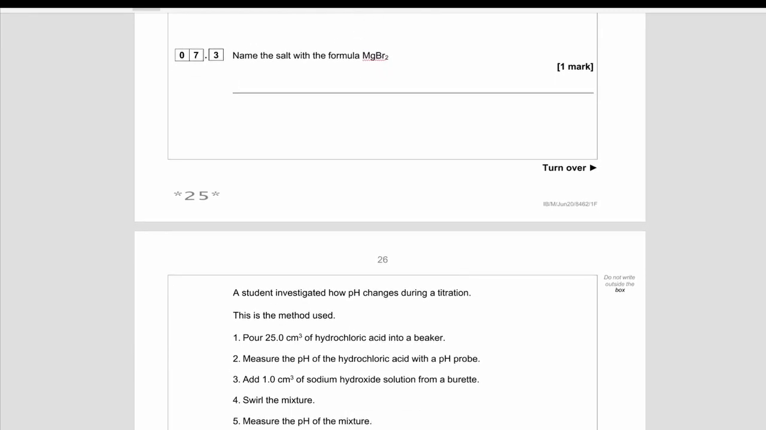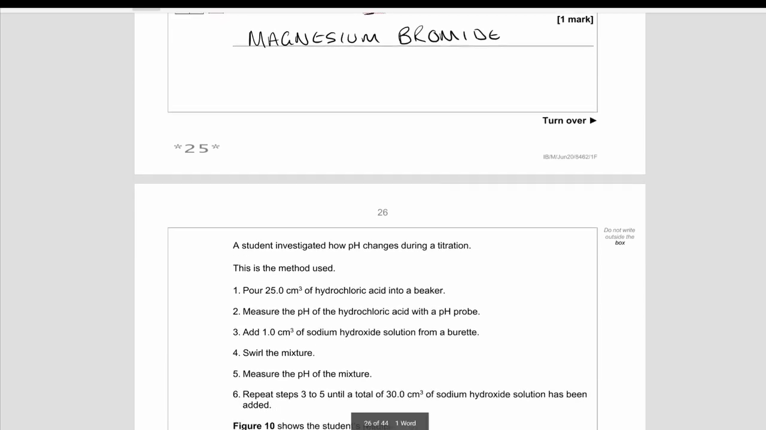Question 7.3 says, name the salt with the formula MgBr2. Well, we should know what Mg stands for and that Br is for bromine. And when it comes to salts, we don't change the name of the metal at all. And our non-metal goes from being bromine to being bromide. If that was MgCl2, it'd be magnesium chloride. If it was MgF2, it'd be magnesium fluoride. We always change that second name to -ide because the bromine is by itself.